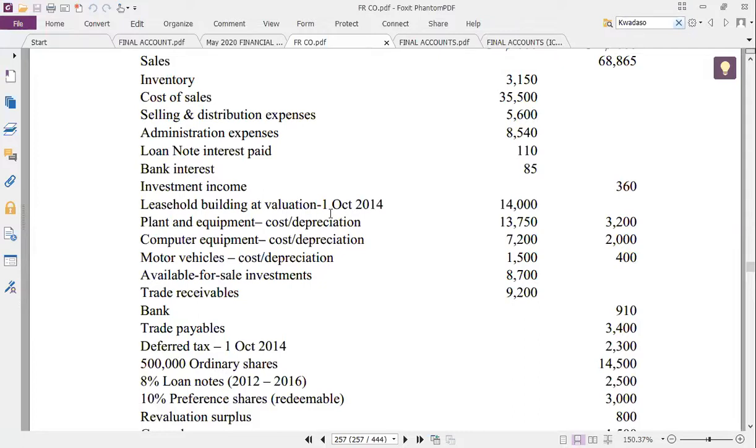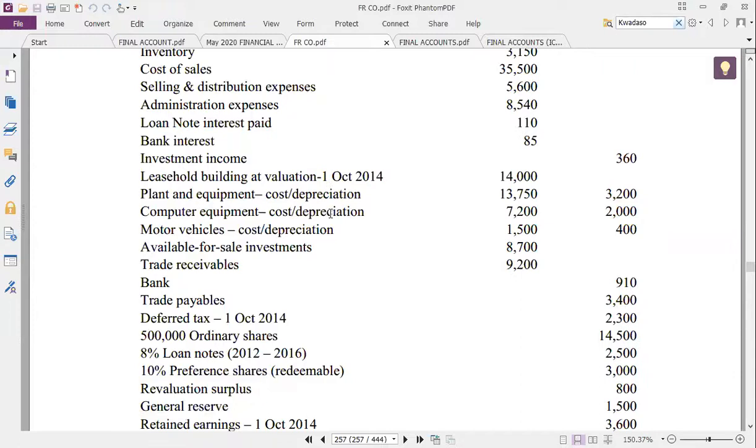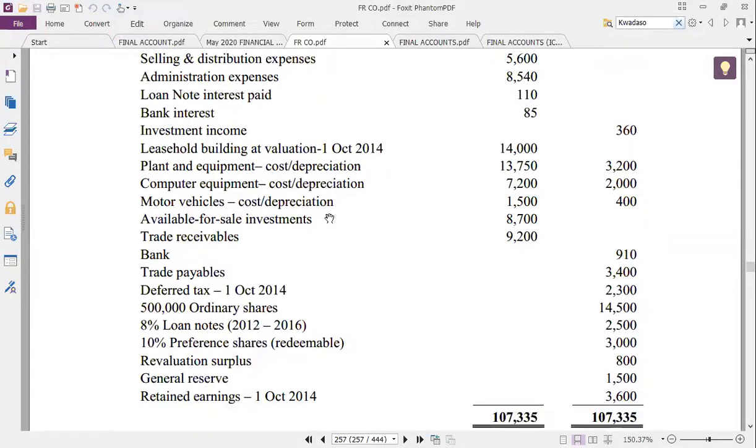Investment income, where will it go? 360. Other income. Perfect. Leasehold building, we've done that. Plant, we touched all of them. Motor vehicles, we touched. Available for sale, we touched. Trade receivable, nowhere to go.